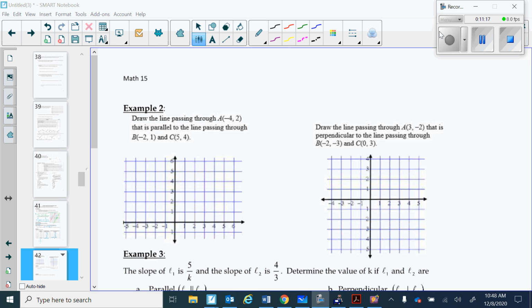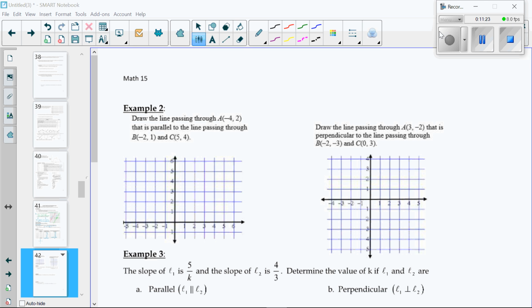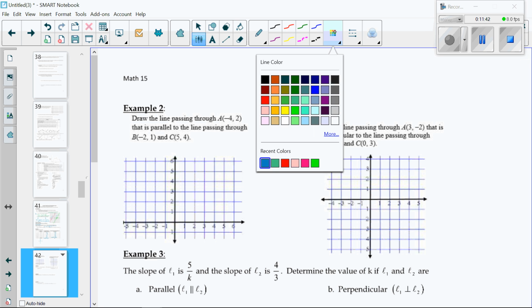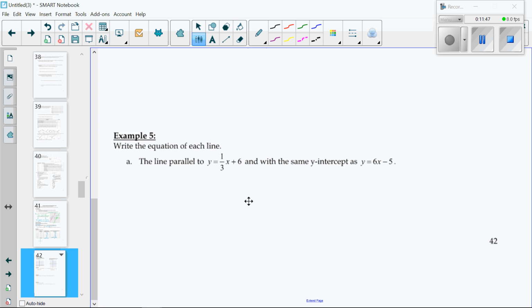Okay, so we've got draw the line passing through A, -4, 2, that is parallel to the line passing through B, -2 and 1, and C, 5 and 4. So what I need to know is what is the slope of B, -2 and 1, and C, 5 and 4. Okay, so what I'll do is I am going to graph the line BC.